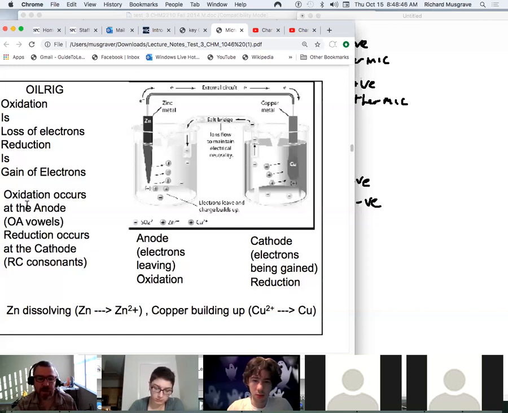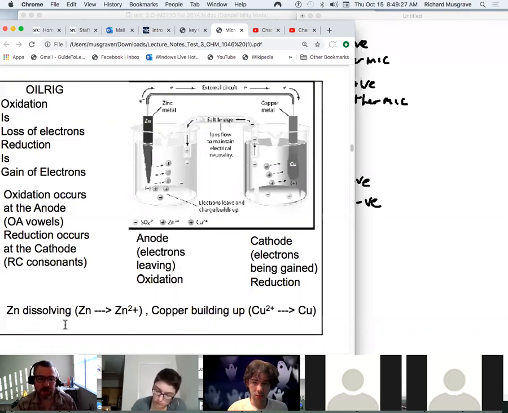Now, the anode is where oxidation occurs, and cathode, that's where reduction occurs. It's easy to remember which is which because oxidation and anode both start with vowels, and reduction and cathode both start with consonants. So it's easy to remember that anode is where oxidation occurs, cathode is where reduction occurs. In other words, rusting or dissolving occurs on the anode side, and plating always occurs on the reduction side.